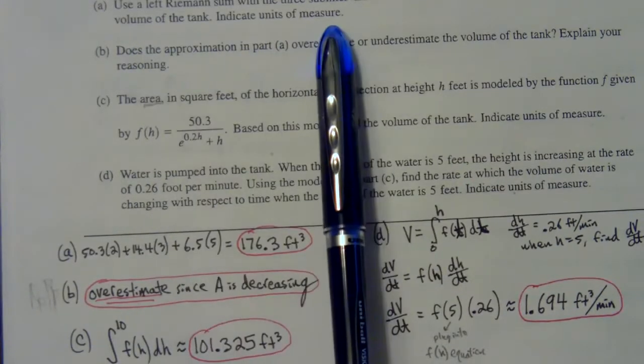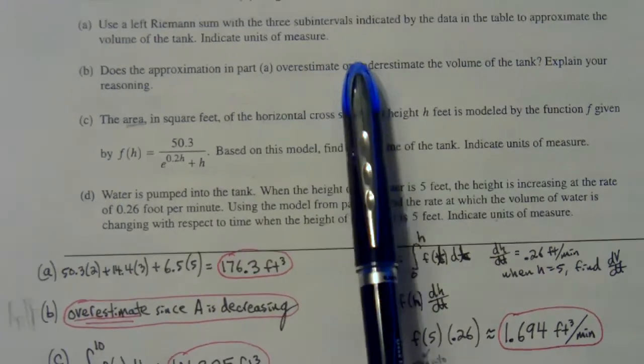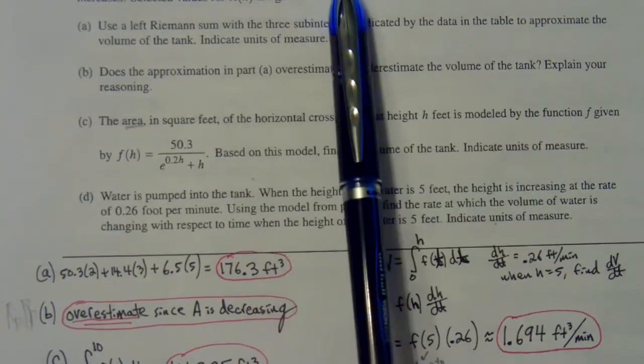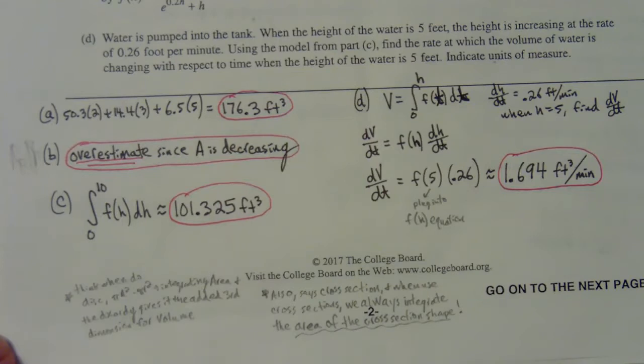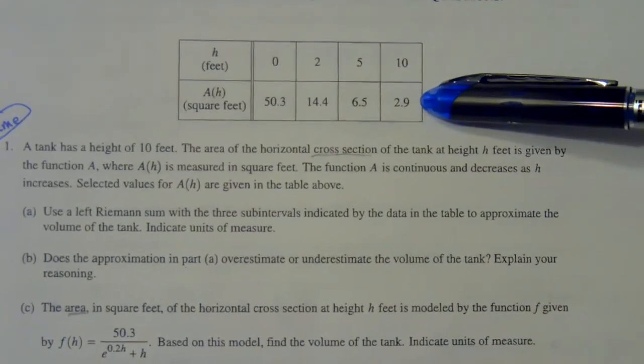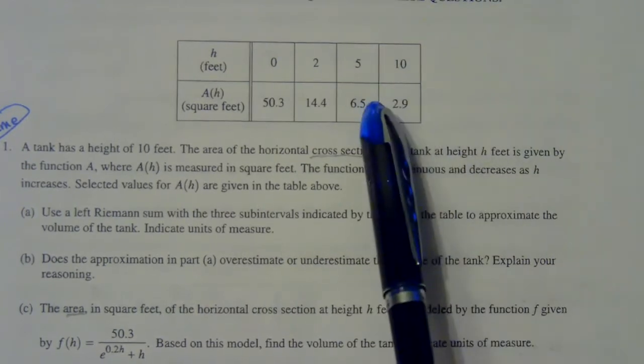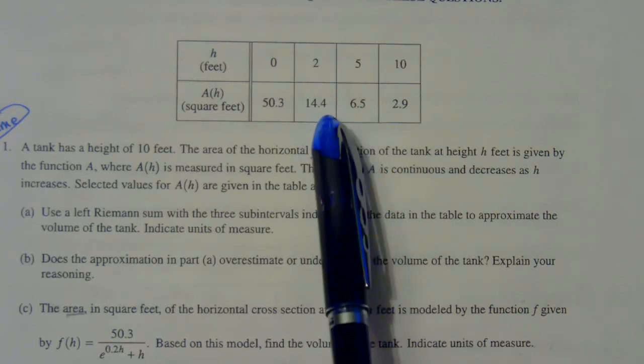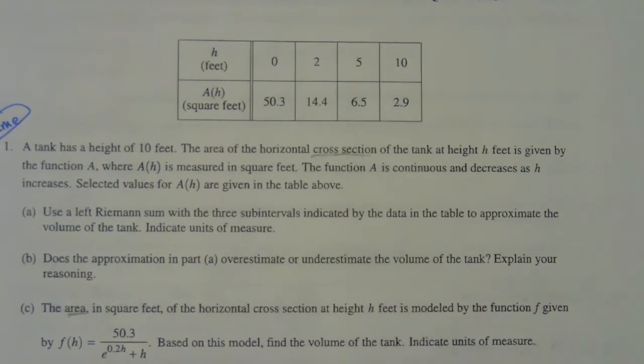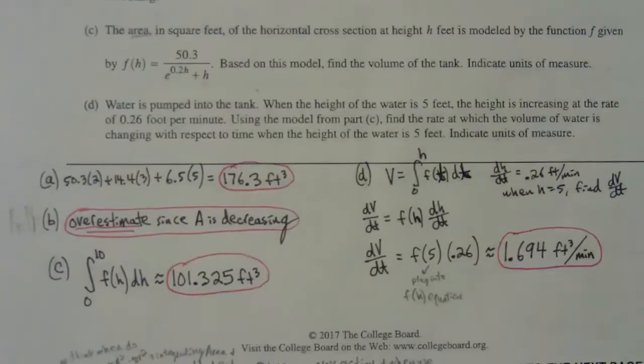And this is the approximate volume of the tank, indicate the units of measure. And so they tell us the area here is in square feet. So that's going to be cubic feet for our units there. If they did say right Riemann sum, you start at the right side of the interval. You start at 2.9 times 5 plus 6.5 times 3 plus 14.4 times 2. That'll be a right Riemann sum.